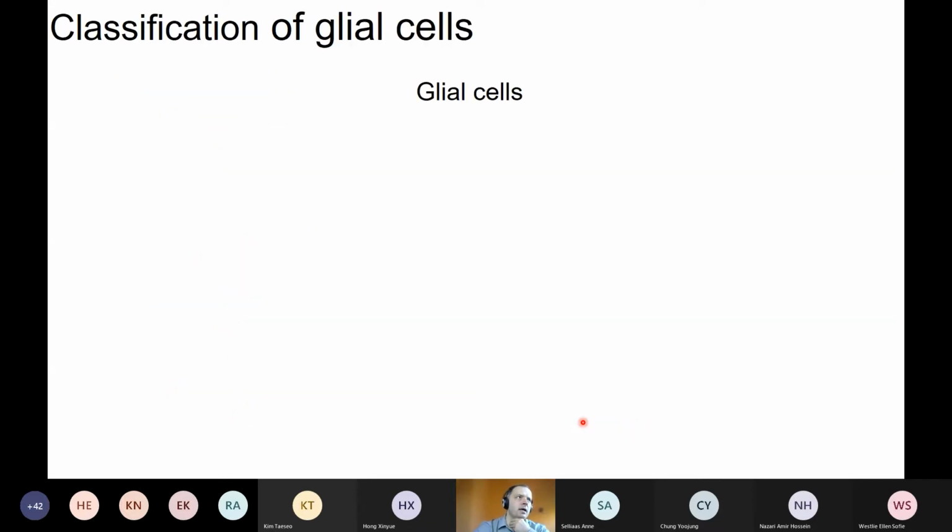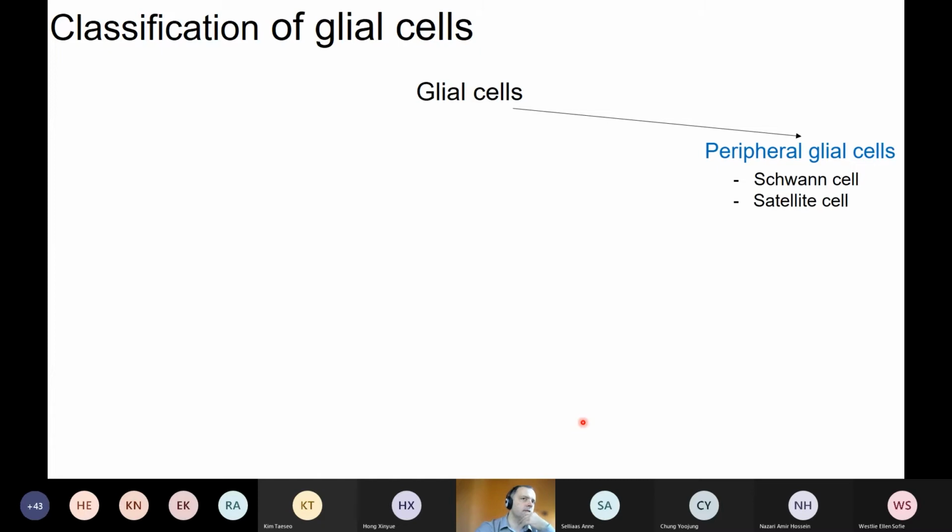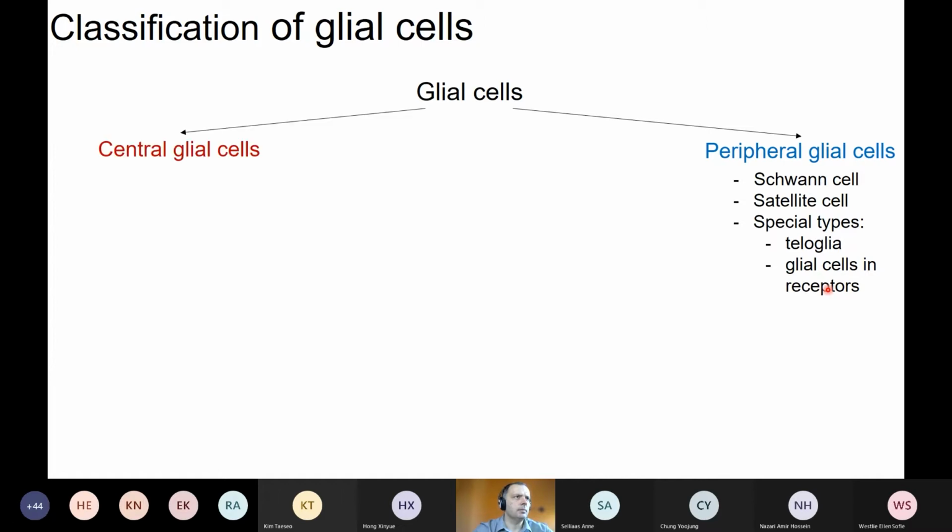If we want to classify the glial cells, one can say we have the peripheral ones, and these are the Schwann cells and the satellite cells. I already mentioned that when I discussed the synapses and the effectors with you: in the receptors and in the effectors we have some specialized types of glial cells. I mentioned the teloglia, for instance, in the neuromuscular junction, if you can recall that, but other nerve endings like the receptors also have specialized glial cells. I don't want to discuss those today in detail, but what I have to talk about is the central glial cells.